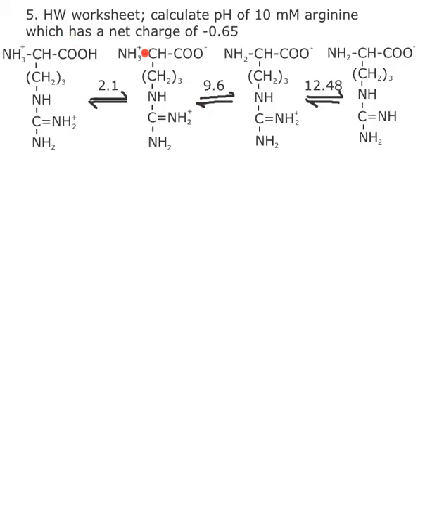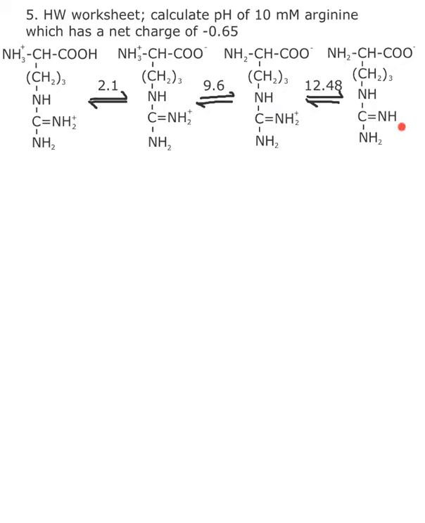So the alpha amino group will be the second to lose the proton. And then the last pKa over here, 12.48, is the pKa of the amino group at the side chain. So it would be the last one to lose its proton.